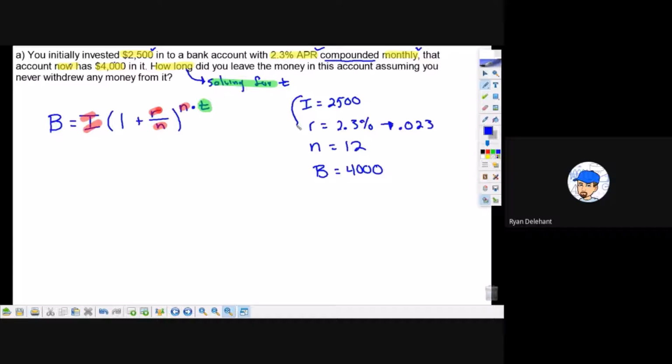And what we need to do to start is we need to take all of this information that we just pulled out of that word problem and write it in the proper places here so we can go through and solve this thing. So the balance is 4,000. The initial was 2,500. 1 plus 0.023, because that was our R, over 12, to the 12t. T still, so we just put numbers in there for everything except for the time. So our goal is to solve for this time that is up there in the exponent, okay?